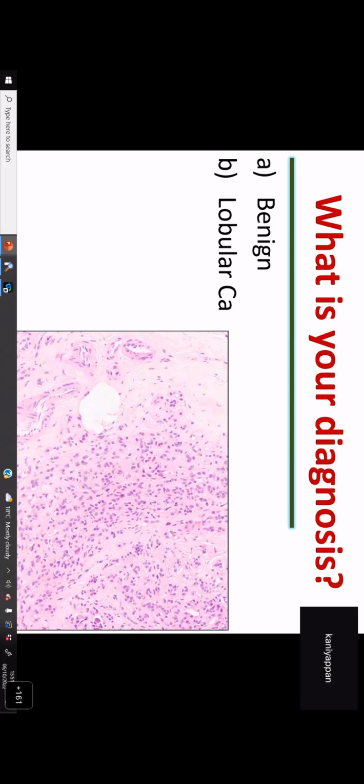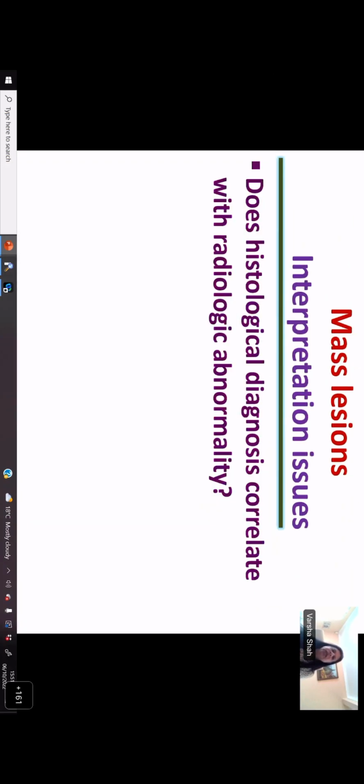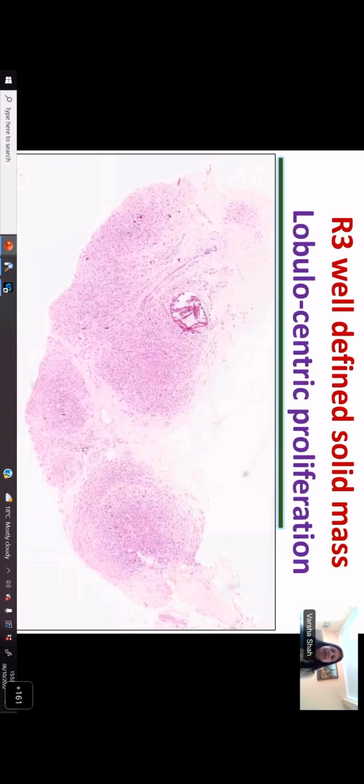So most of the students' diagnosis is benign, isn't it? Benign. Yes. Perfect. So that's benign and it is sclerosing adenosis. But you can imagine if you look at only this area, it will look like invasive lobular carcinoma. So the main thing is to observe this lobulocentric proliferation. See the nodular architecture. So this is not actually a fibroadenoma. This was a nodule of sclerosing adenosis, which was forming a mass lesion.